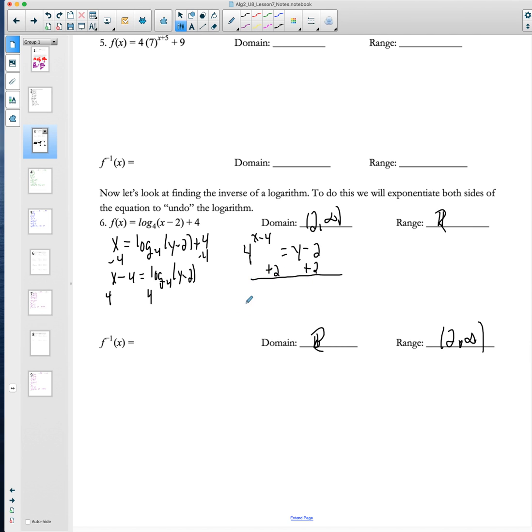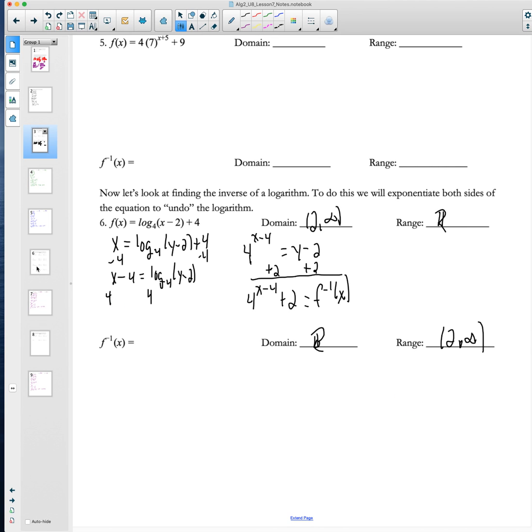All right, and so I get 4 to the x minus 4 plus 2, and that is my inverse function. All right, and that is it. Now once again, we know the domain for every exponential is all real numbers, and the range starts at the horizontal asymptote, which is 2, and goes up, so that matches. So there's that little bit of self-check at the end.